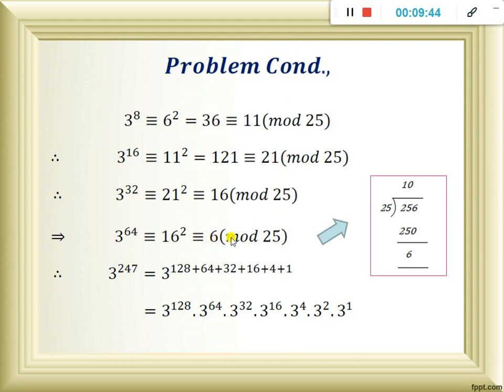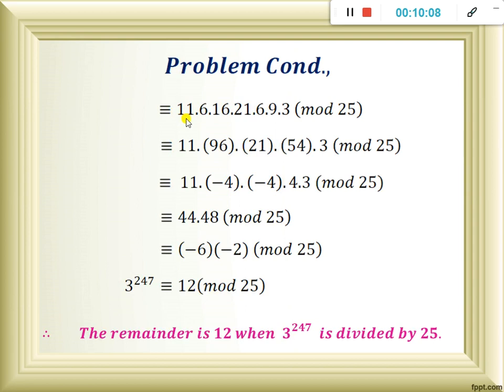Obviously you can use a calculator while doing this calculation. Now 3 power 247 can be written as 3 power 128, 64 plus 32 plus 16 plus 4 plus 1, right? I'm going to write the individual remainder values. 11 is the remainder for 128, and then 6, 16, 21, 6, 9, 3 mod 25. If you multiply all these values, it gives a very lengthy term. Am I right or not? Therefore, just club the relevant values.